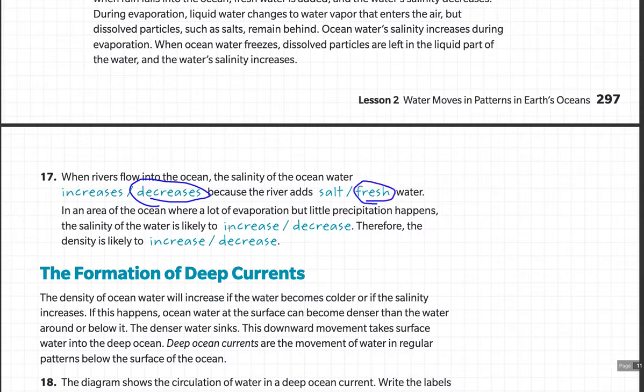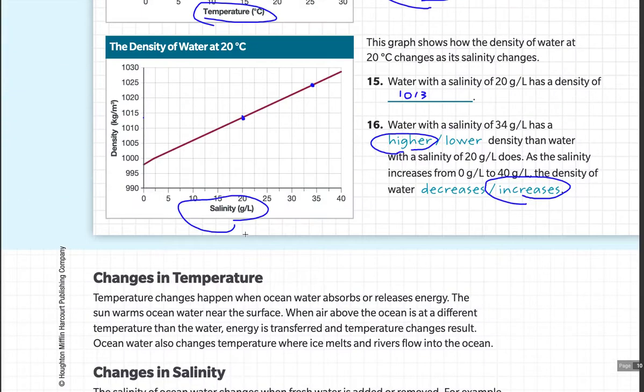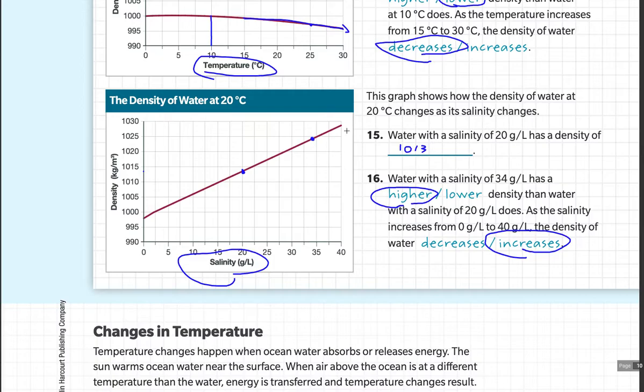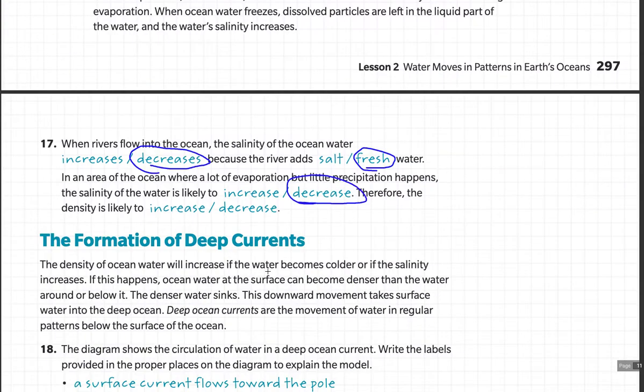In an area of the ocean where a lot of evaporation but little precipitation happens, the salinity of the water is likely to increase. What this is describing is, like you're in the middle of the ocean, and lots of water is evaporating, but it's not raining there. So you're getting less water, but the salt isn't leaving with the water, so the water would be more salty.